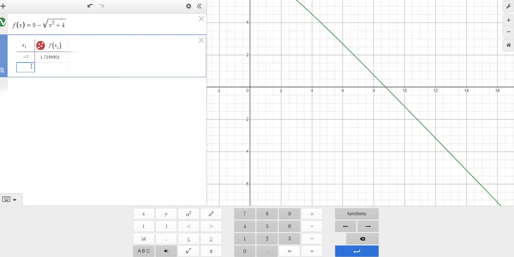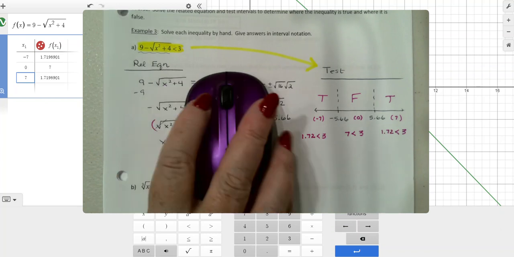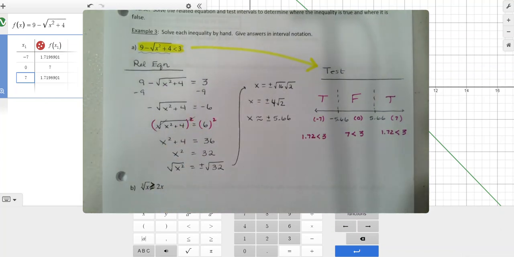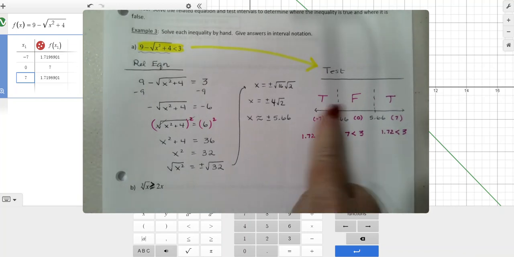The next test value we chose was 0. Gives me an output of 7. Again, I want that to be less than 3, but since it's not, that interval will be false. And then my last test value was +7. That gives me the 1.72 again, which is less than 3, meaning the last interval will be true again. So there's my by hand work, just documenting the inequalities from what Desmos gave me, and it turned out true, false, true.